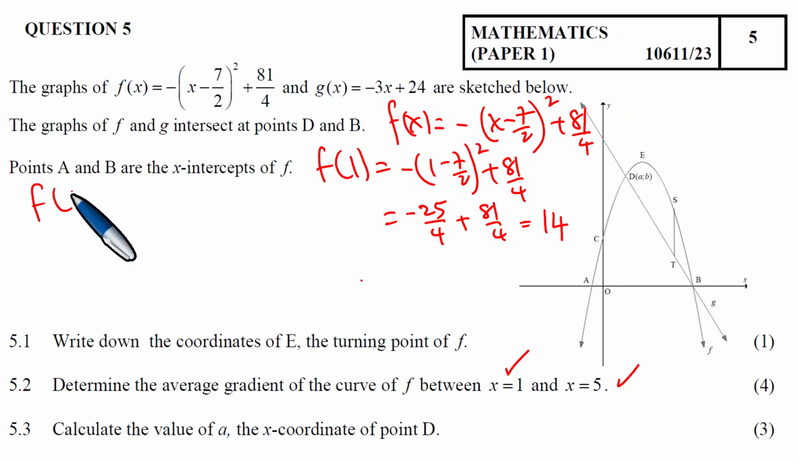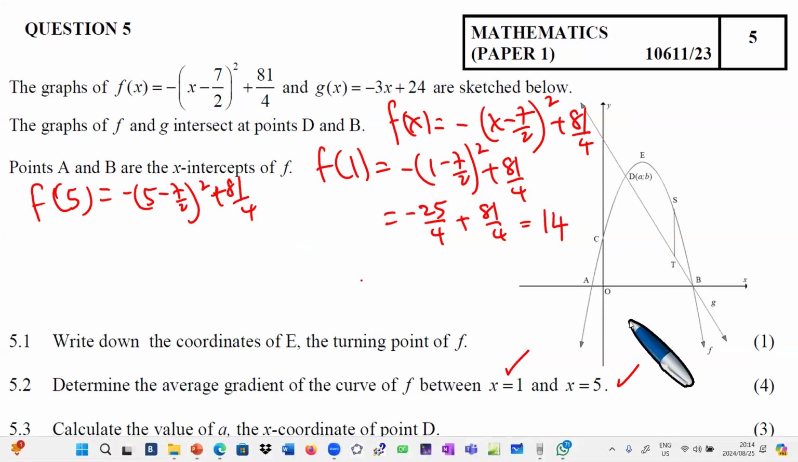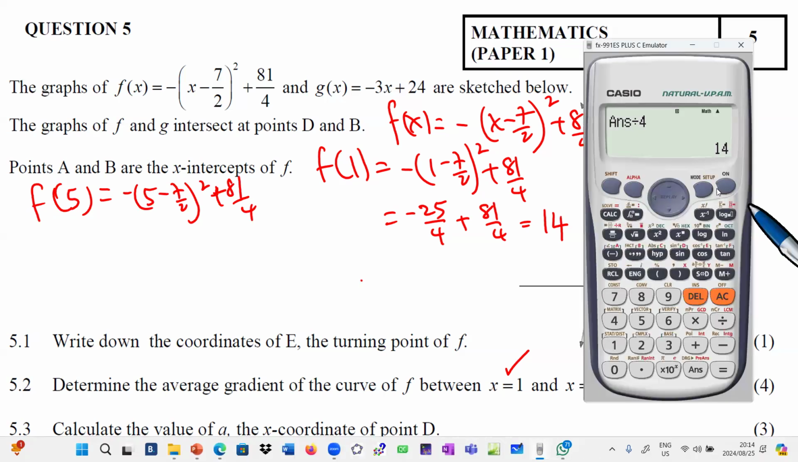We find f at 5. Minus 5 minus 7 over 2 squared plus 81 out of 4. If need be, you can just use a calculator straight away because calculators are allowed in the exam. So you have open bracket, negative open bracket 5 minus 7 out of 2, you close, you square, plus 81 out of 4.